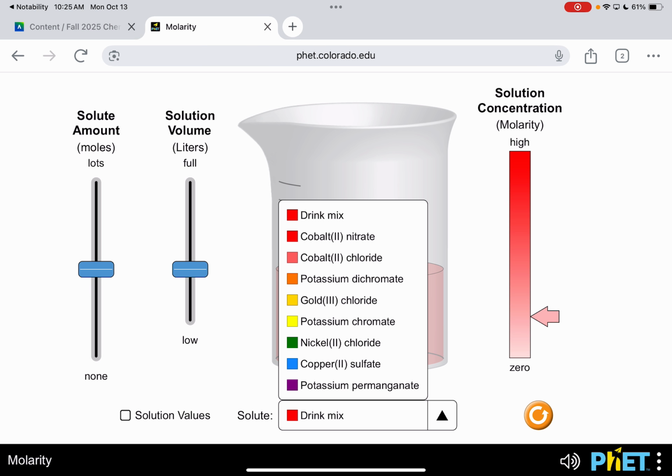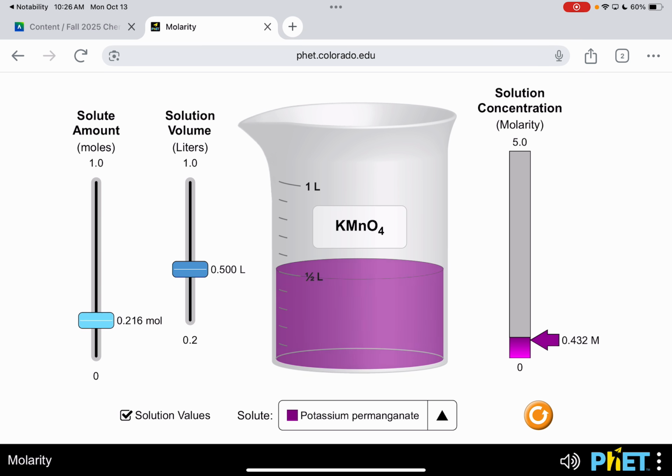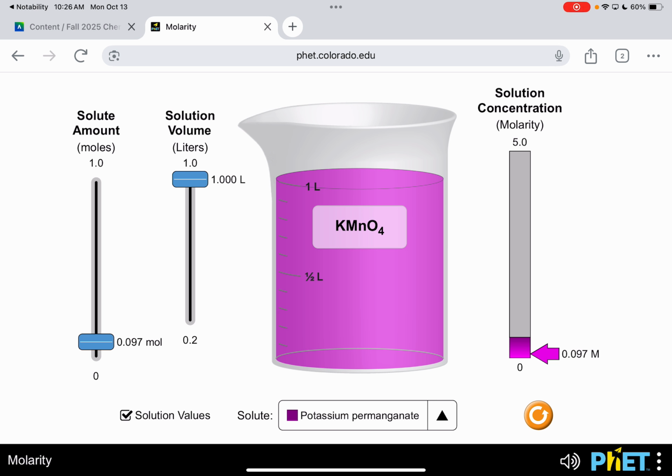All right, so I'm going to switch this to, what were we doing? NaOH, that one's not on there. I was trying to look at something that was relatively simple. I'm just going to do potassium permanganate because it's pretty. So this is like a really deep purple color in real life. All right, so I'm going to decrease the amount of solute, if you see on the side, meaning like let's pretend that I only added 0.1 moles of this in 1 liter of solution.